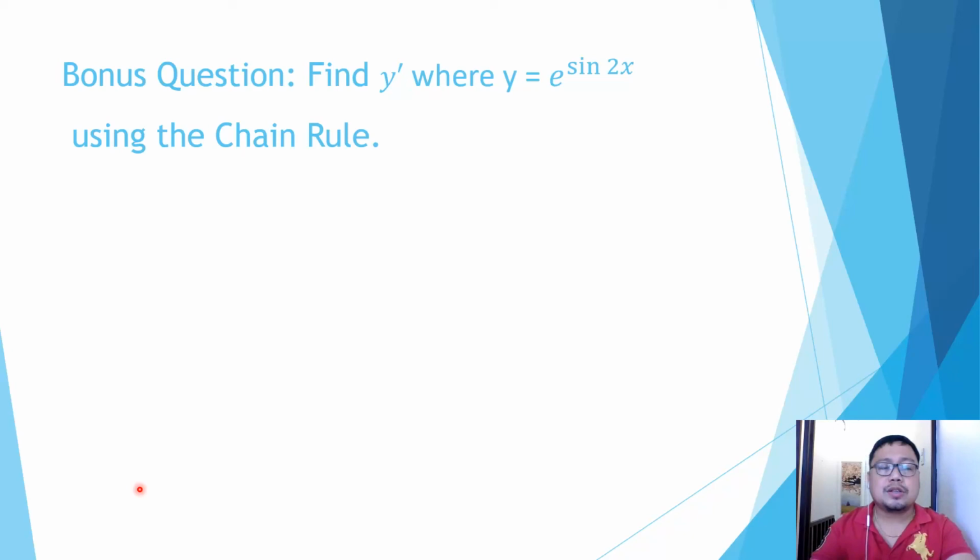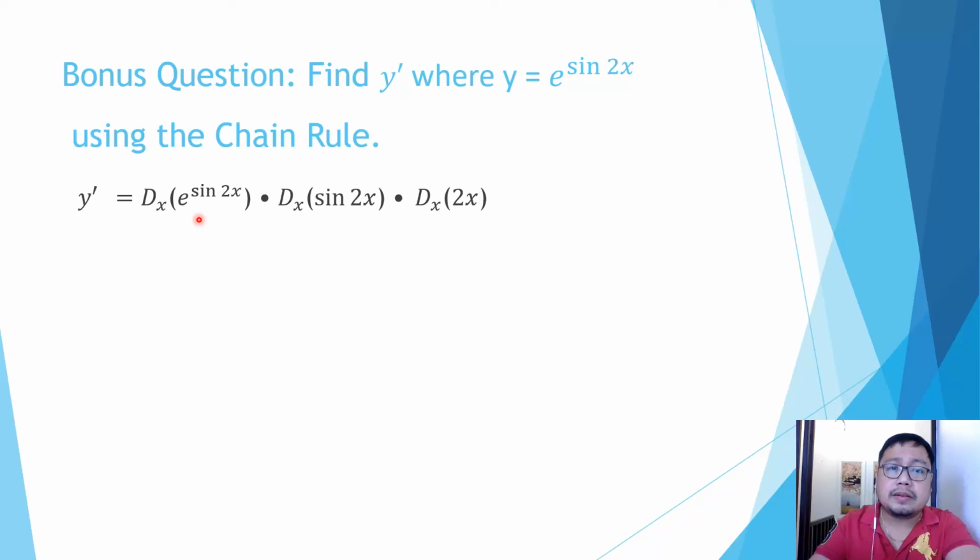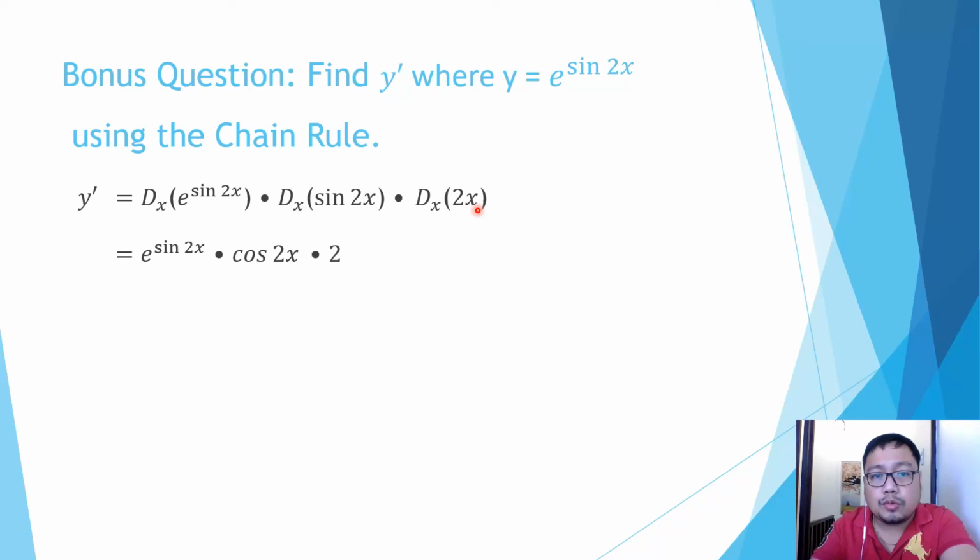For the bonus question, we have: find y prime, where y is equal to e to the sine 2x, using the chain rule. y prime equals the derivative of the outer, that's our outer function, times the derivative of the inner, this is our inner, times again the derivative of the inner, because we still have 2x. The derivative of e to the sine 2x remains the same, e to the sine 2x. The derivative of sine 2x is cosine 2x. The derivative of 2x is 2.